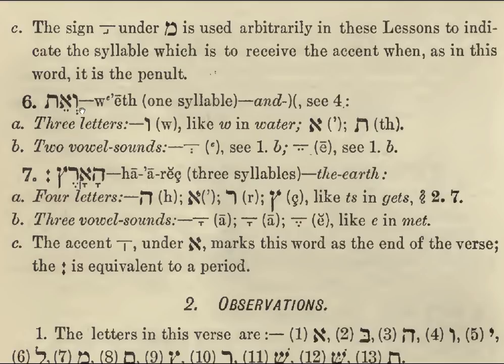V'et. Notice we say this as V and not as W, and as T, not as Th. In Iraq, this would be the pronunciation. V'et. But we are not Iraqis, we are Spanish and Portuguese. V'et. One syllable. And. Three letters. V. The Aleph. And the T. V'et. And there are two vowel sounds. The very short E. V. And the long E sound. V'et.